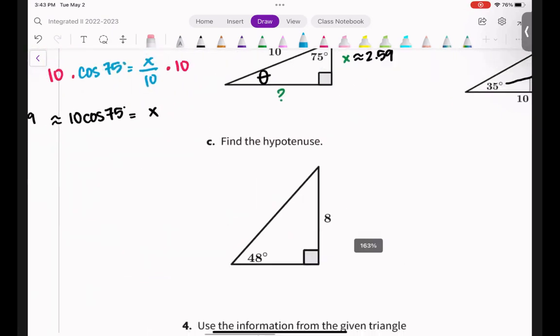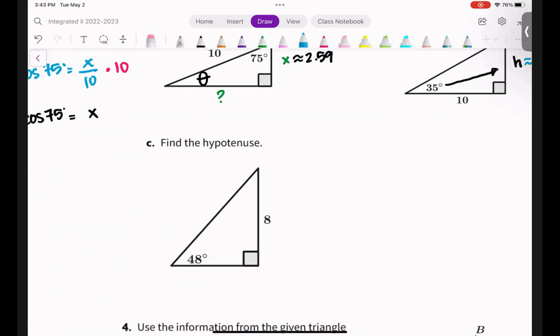All right, this one, it says find the hypotenuse. So I'm going to put C here. So obviously, because I want to find the hypotenuse, right? Oh, sorry, go ahead and pause this and figure it out on your own and then come back to me when you're ready.